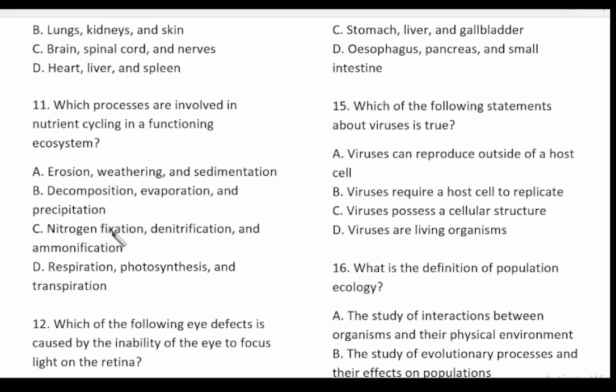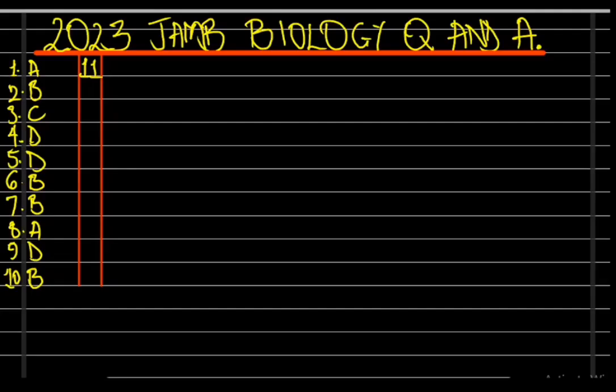Now, when we look at it, the processes involved in nutrient cycling in a functioning ecosystem include nitrogen fixation. These processes all take part in the nitrogen cycle, which is a crucial aspect of nutrient cycling. So that is the answer to our question. Option C is the answer to question 11. And then we move to question 12.